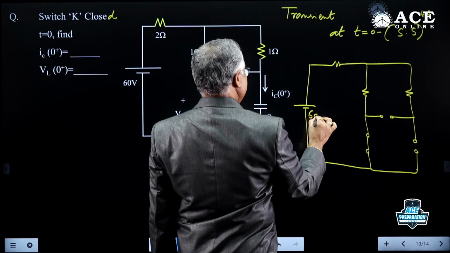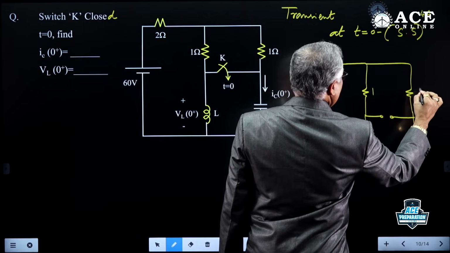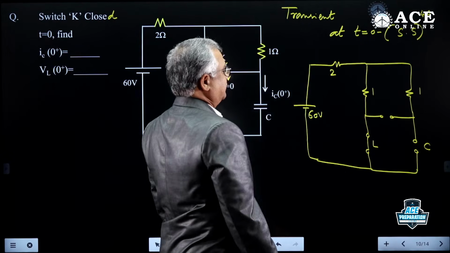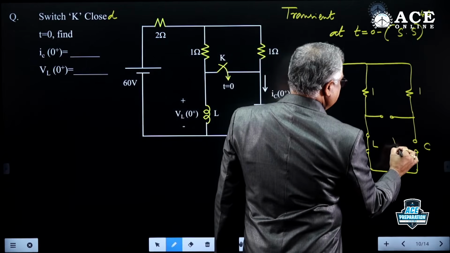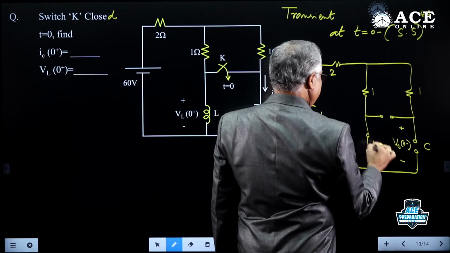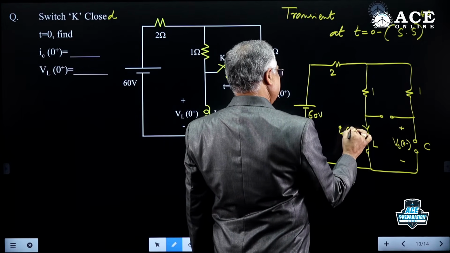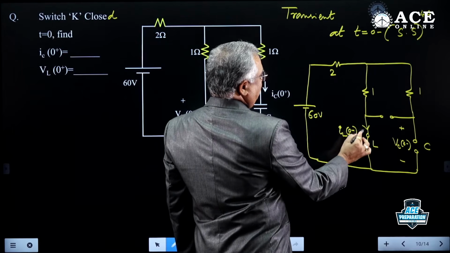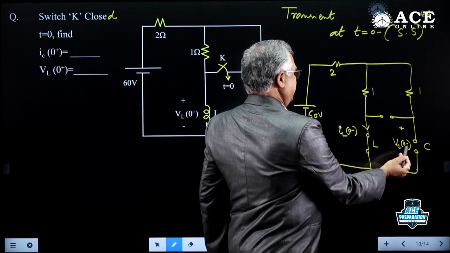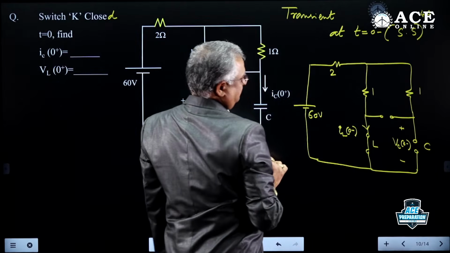Applied voltage of 60 volts, 2 ohm, 1 ohm. Here a capacitor is there, and an inductor. So in steady state, what can we find? VC(0-), and in the inductor, IL(0-). IL(0-) is anyway 0, IC(0-) is anyway 0. So what we are interested in here is the voltage and current. So this is the equivalent circuit at t equal to 0 minus.